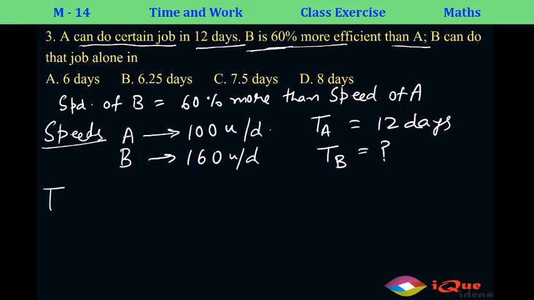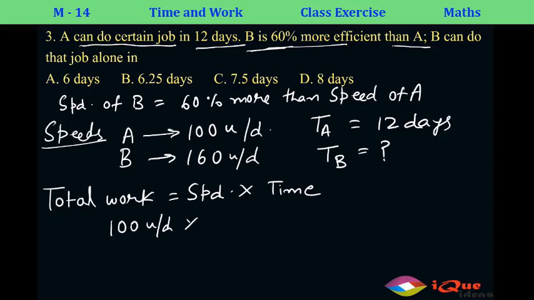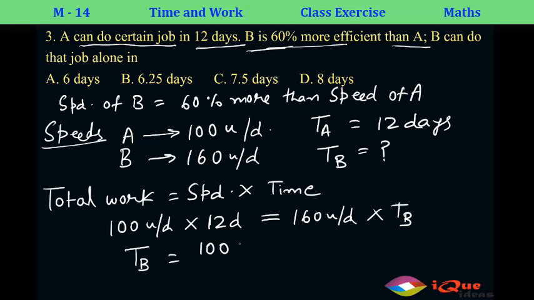Now we know that the total work in any case has to be equal to the speed into the time. Now for A, the speed is 100 units per day into the time, that is 12 days. For B, the speed is 160 units per day into the time TB, and the total work should be equal in any case because it is the same work that has to be done. So from here we have time of B equal to 100 into 12 divided by 160 days.